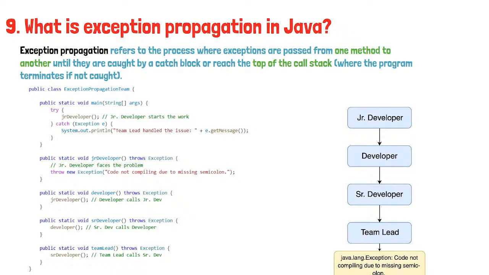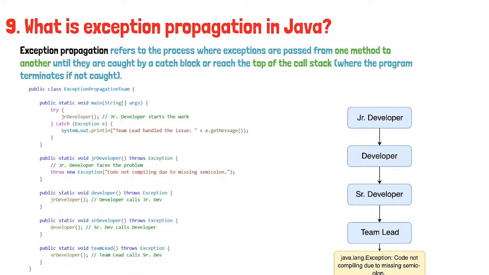So you have handed that problem to another developer, and he also has a problem. So what happened? It is not able to be solved by that developer. So that developer hands it to a senior developer, and if the senior developer is also stuck on that problem, he hands it to the team lead. And if the team lead is also not able to handle that problem, it will give an error like code not compiled due to a missing error.